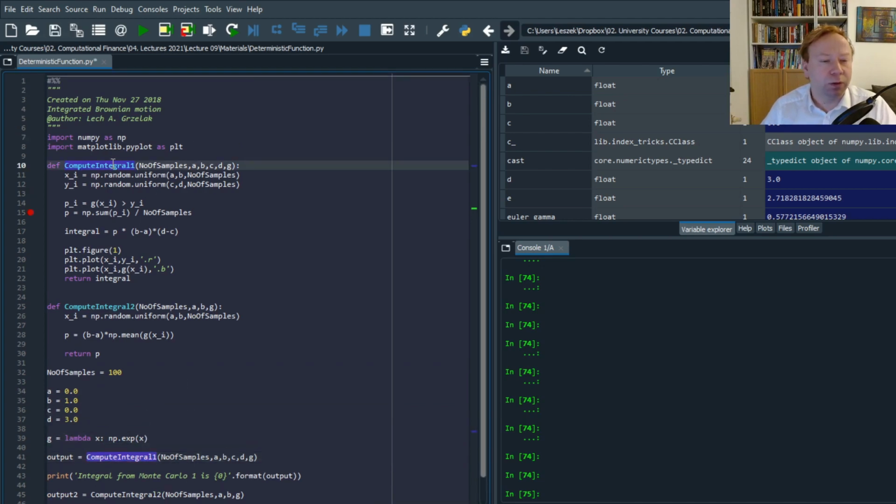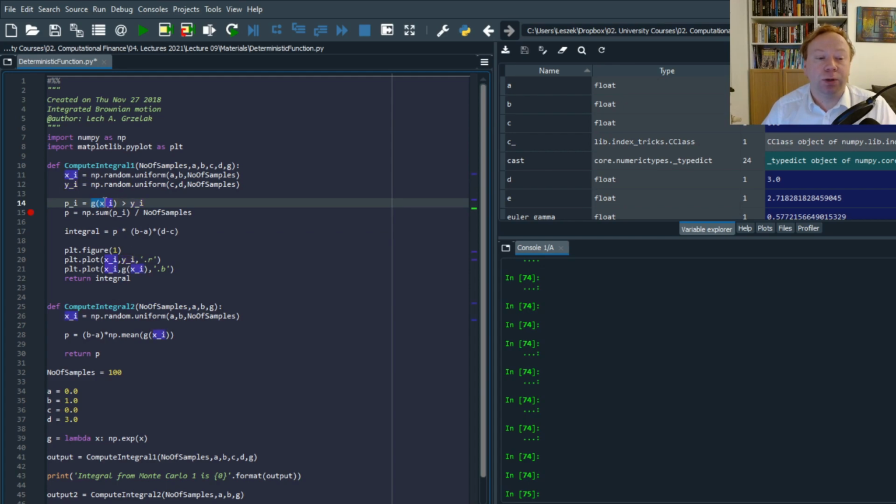Compute integral 1 is here. First we sample points xi on the axis from a to b, which are random uniform points. For each of those points, we also sample uniforms from c to d. So basically, if you plot xi versus yi, you get a grid of points. Then we calculate points pi, checking which of those samples is smaller than function g at that particular point.